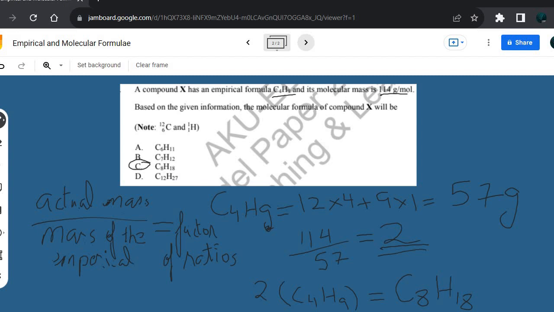In order to check our answer and whether it's correct or not, we can even calculate the molecular mass of C8H18 as well. So 12 into 8 plus 1 into 18 should be equal to 114 as well, in order to confirm our answer. That's all.